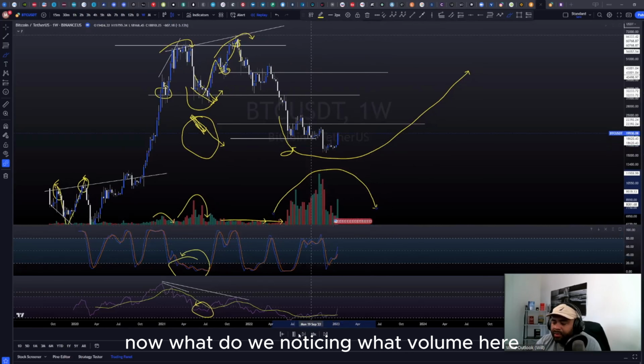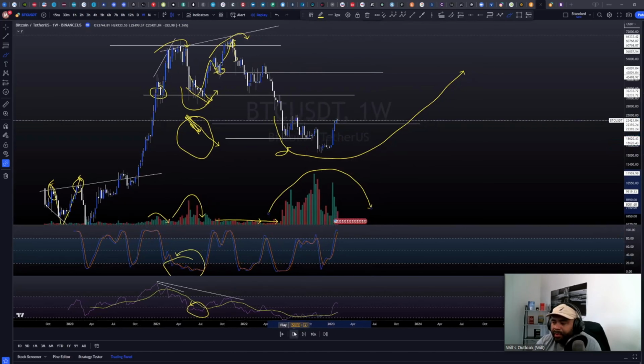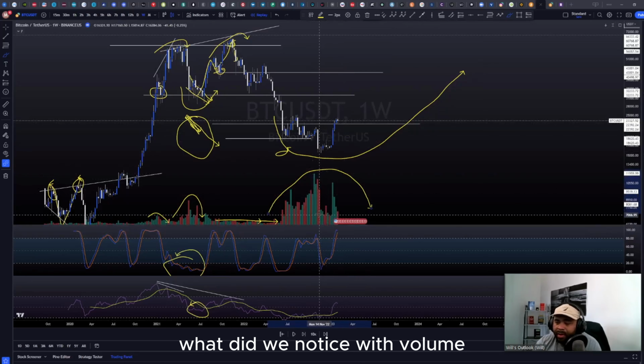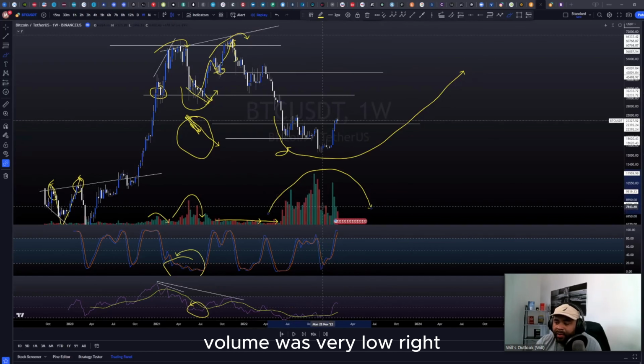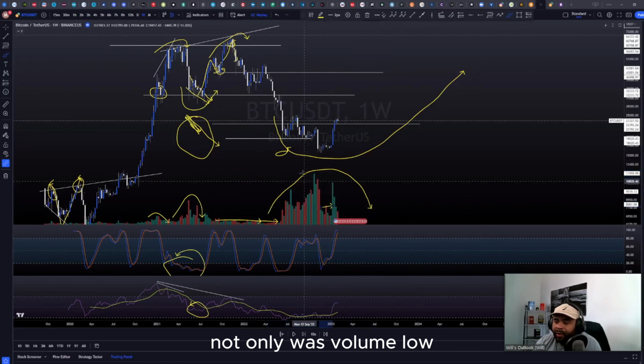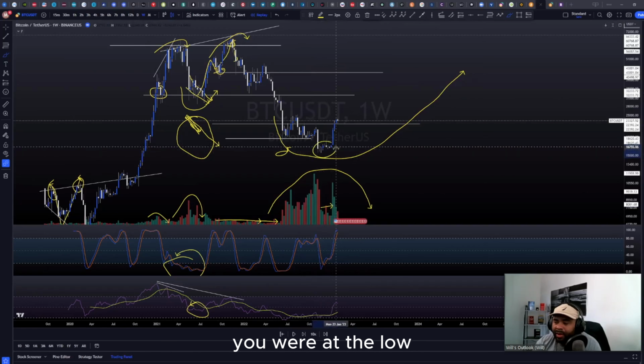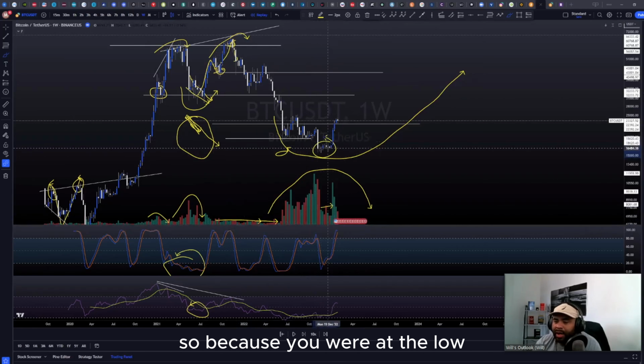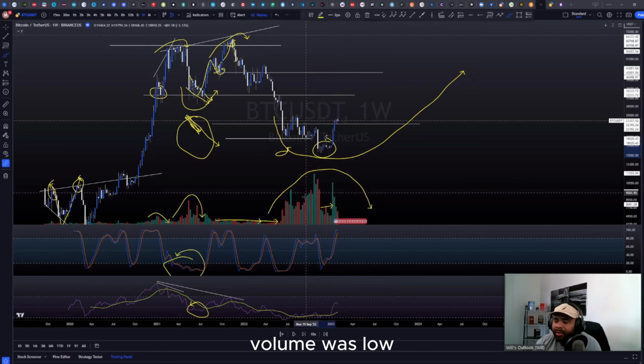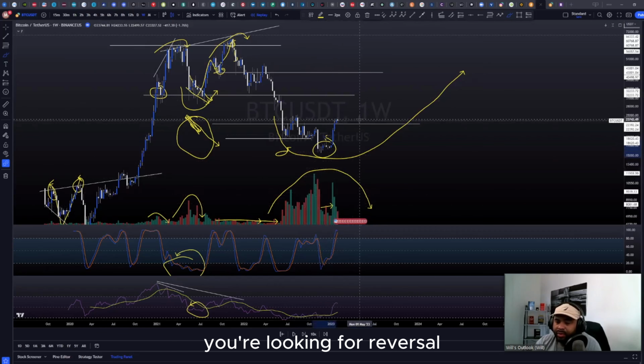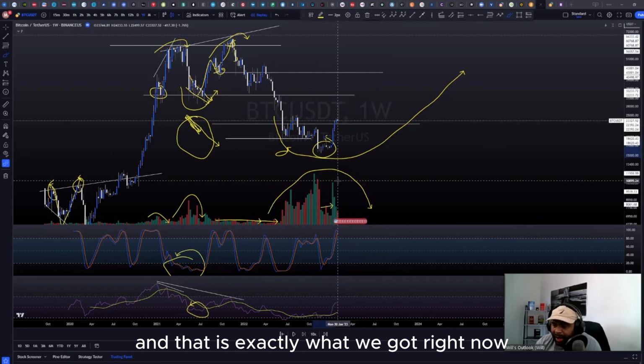Now, what are we noticing with volume here? Before the spike here, what did we notice with volume? Volume was very low, right? Not only was volume low, you were at the low. So because you were at the low, volume was low, you're looking for a reversal. And that is exactly what we got, right?